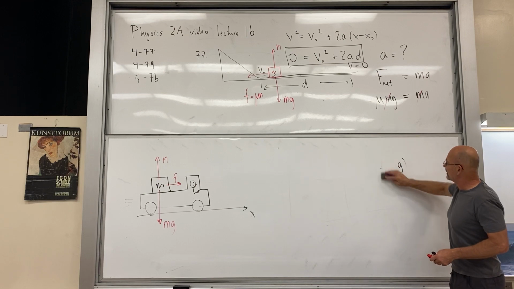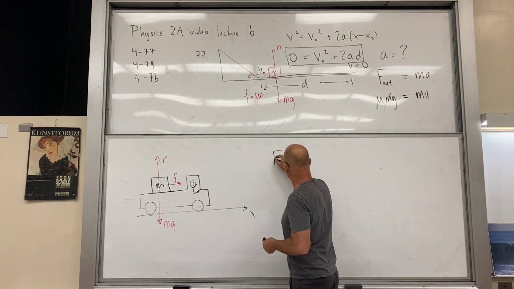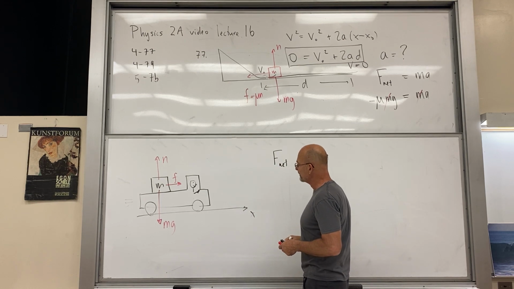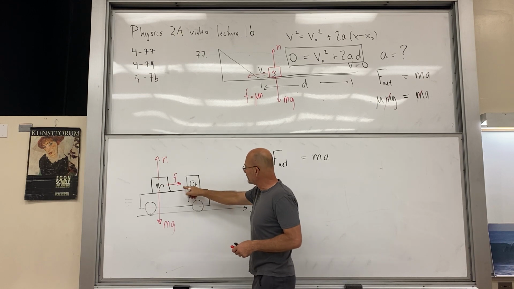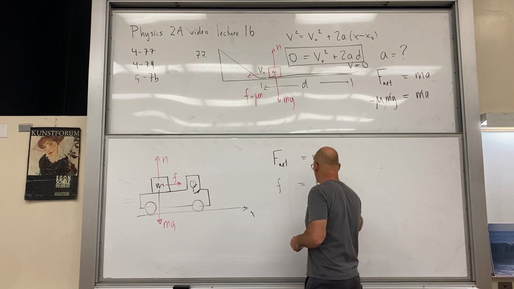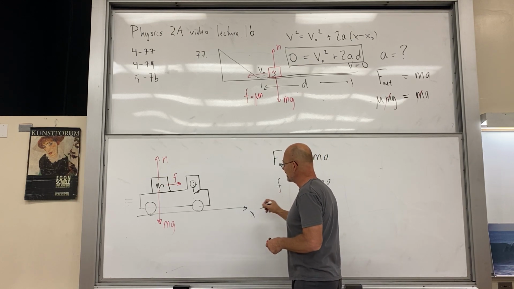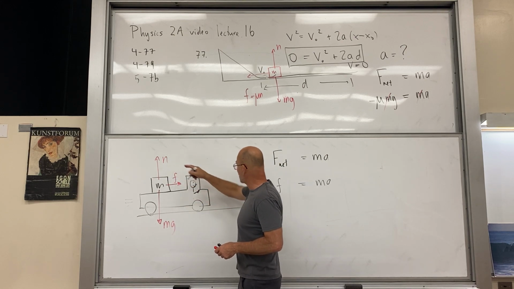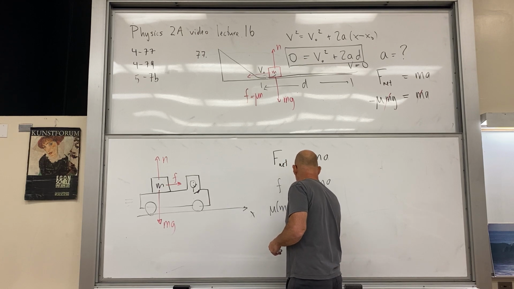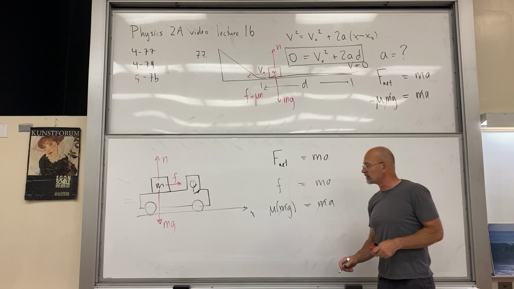I'm going to write down Newton's law first. Net force is equal to mass times acceleration. And in this case, the net force is just the friction. That's it. But the friction is equal to mu times N, so mu times m times g, equals m times a. You see, we're back to what we just had for the other problem.